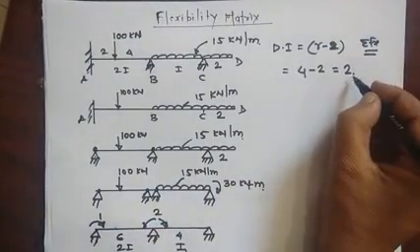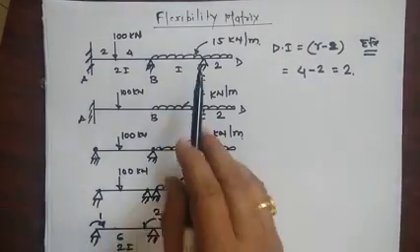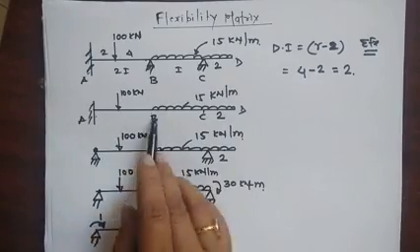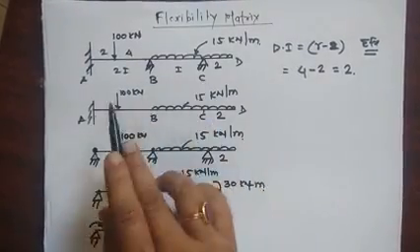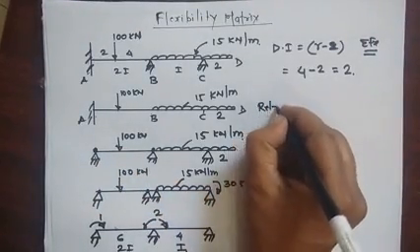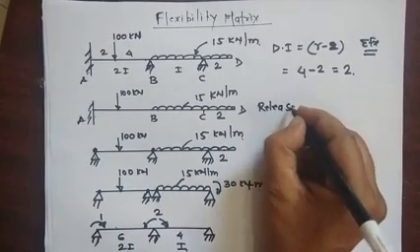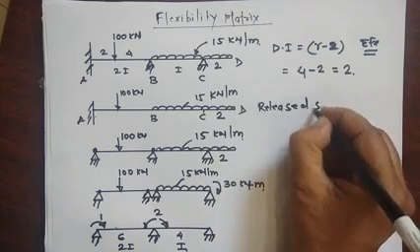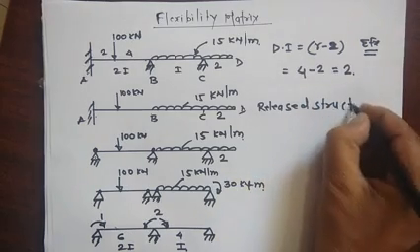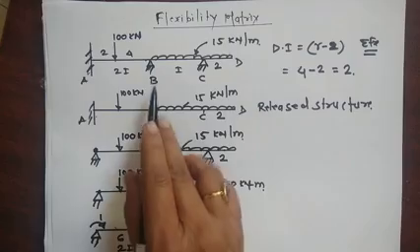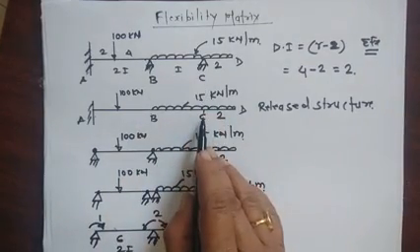Now 2 means we have to release 2 forces from these 4 unknowns. So now the first choice is what? Remove the RB reaction and the RC reaction. So this structure is called the released structure. So this is one choice, to remove the reaction RB and remove the reaction RC.